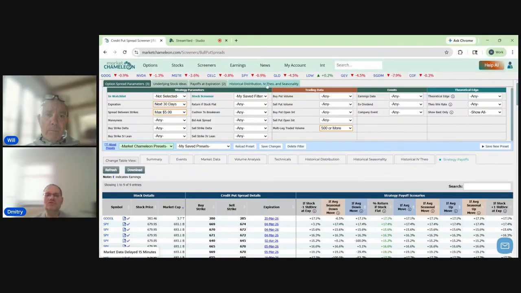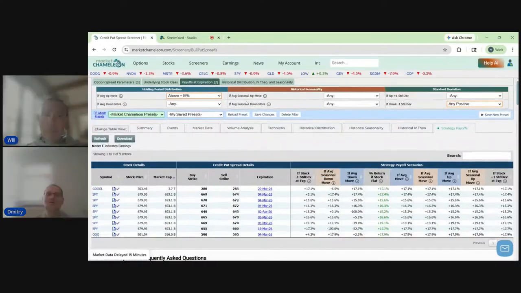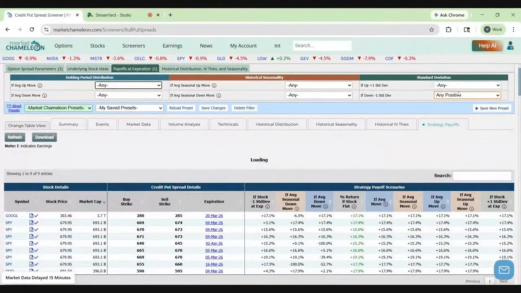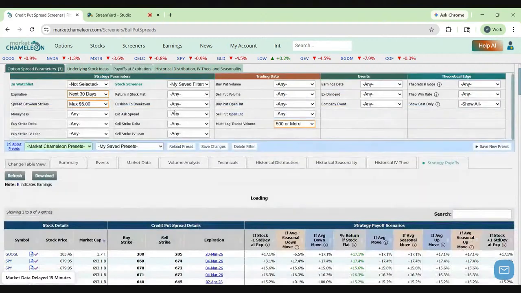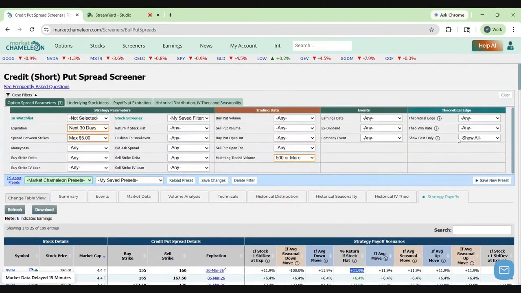Oh, here we go. Now I see what I wanted to show you guys. Before we go, let me go back to Annie here. And I'm going to keep it on this. So here, when we said if the stock is flat, we do have a filter here, show best, where show me the best return if the stock is flat.